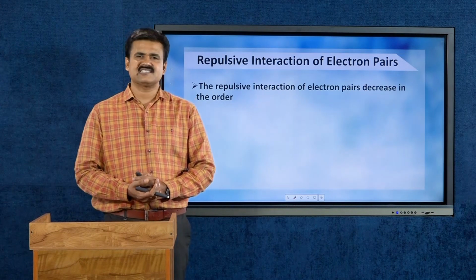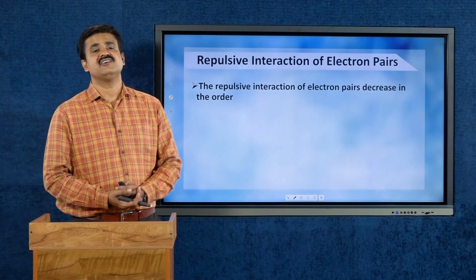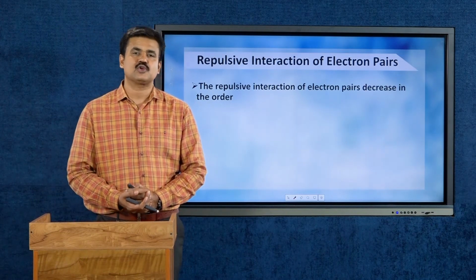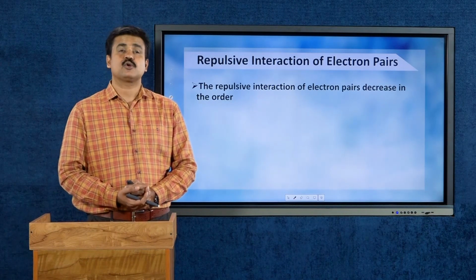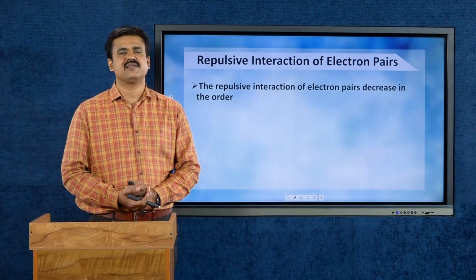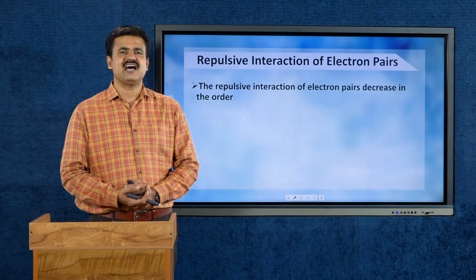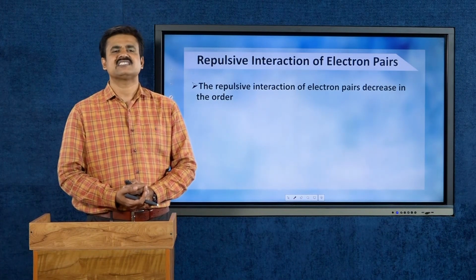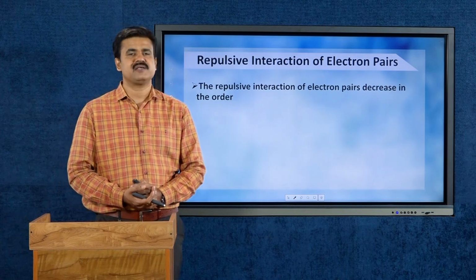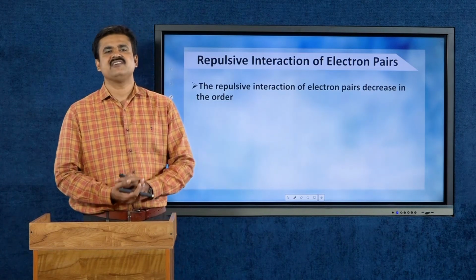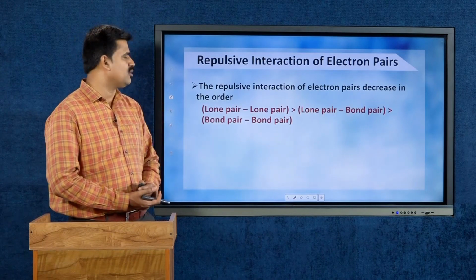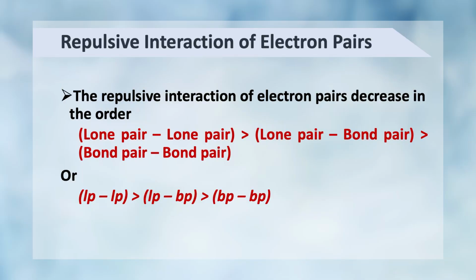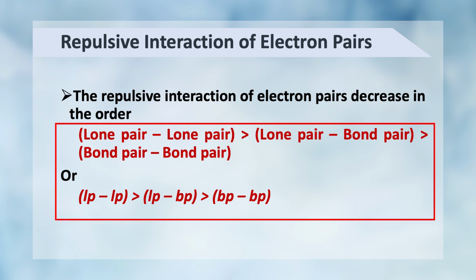Now, we are discussing repulsive interaction between electron pairs. It should be noted that repulsion between valence shell electron pairs is the core theme of the VSEPR theory. The repulsive interaction of electron pairs decreases in the order: lone pair-lone pair greater than lone pair-bond pair greater than bond pair-bond pair.